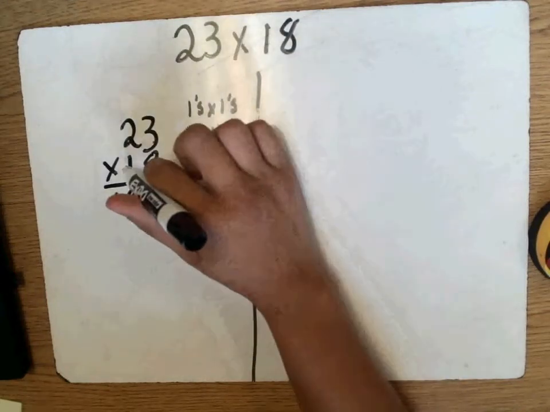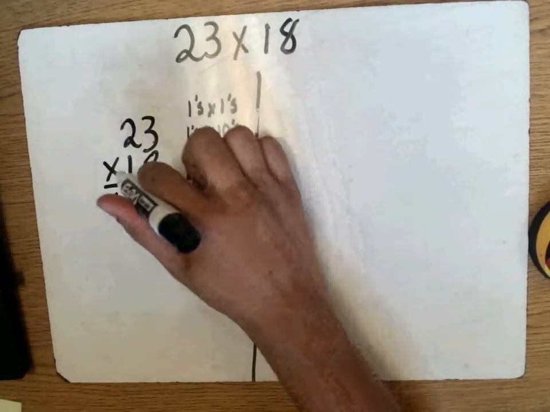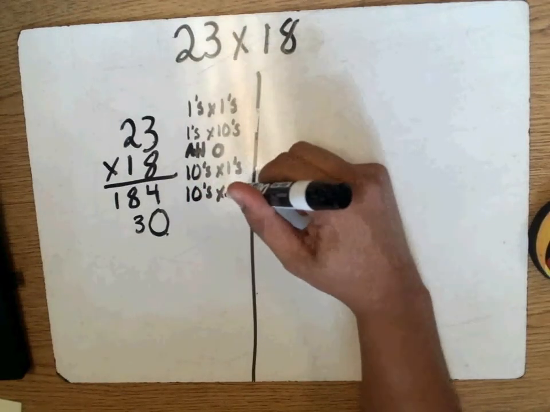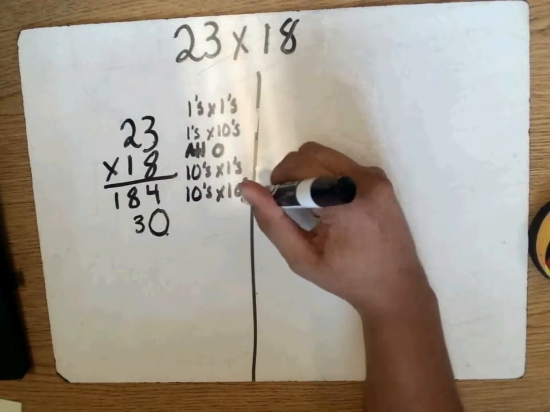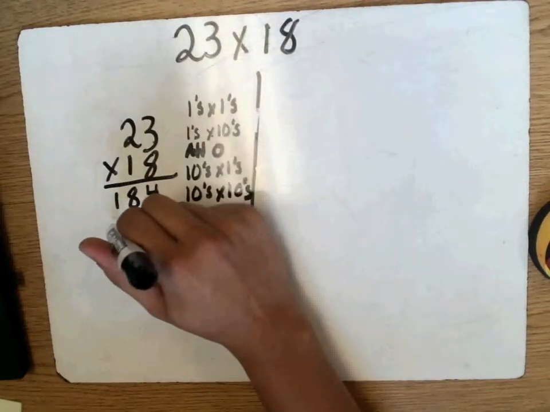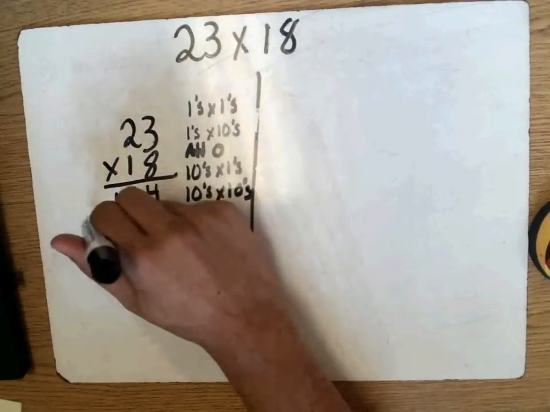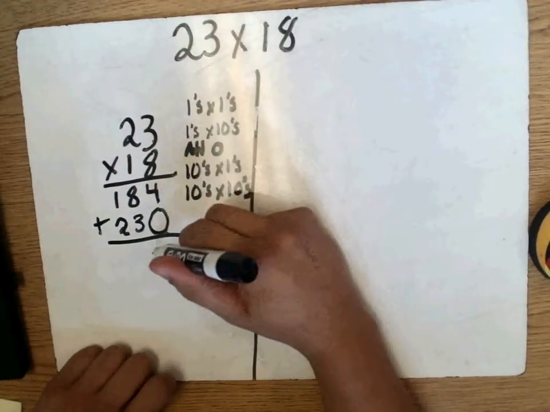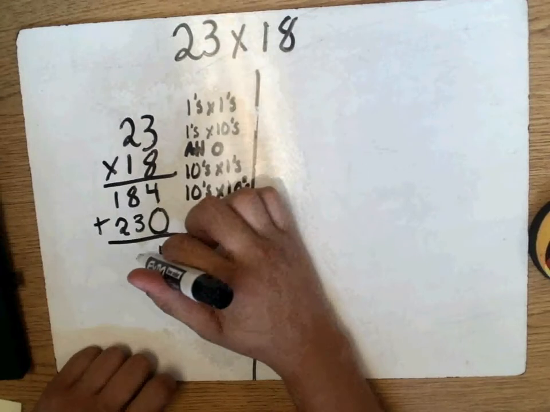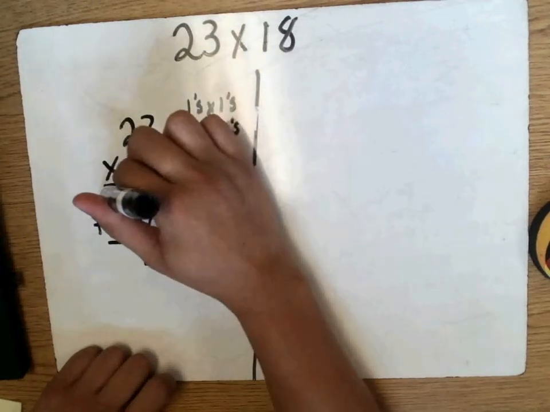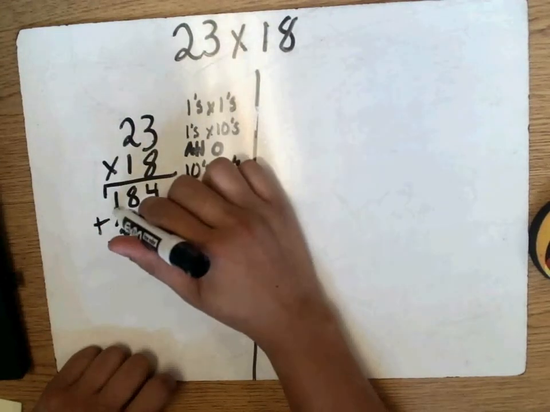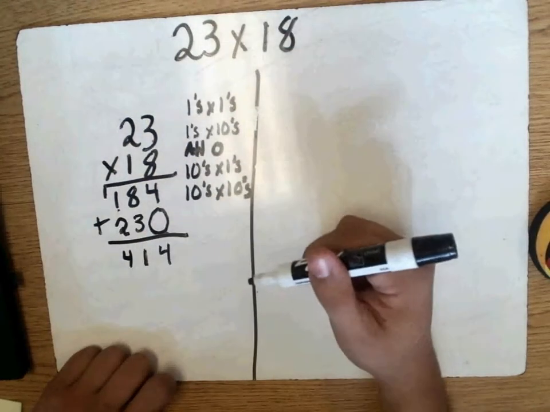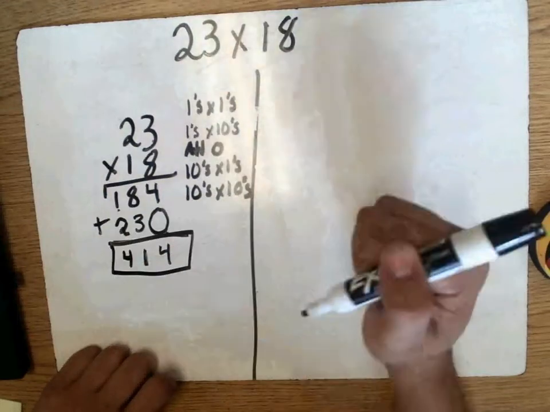So 1 times 3 is 3, and then finally I'm going to multiply my tens by my tens, which is 1 times 2. And then all I do is I add these up, so 4 plus 0, 4, 8 plus 3 is 11. I'm going to regroup that 1 over here, and then finally 2 plus 1 plus that regrouped 1 is going to get me 4 for a total of 414.